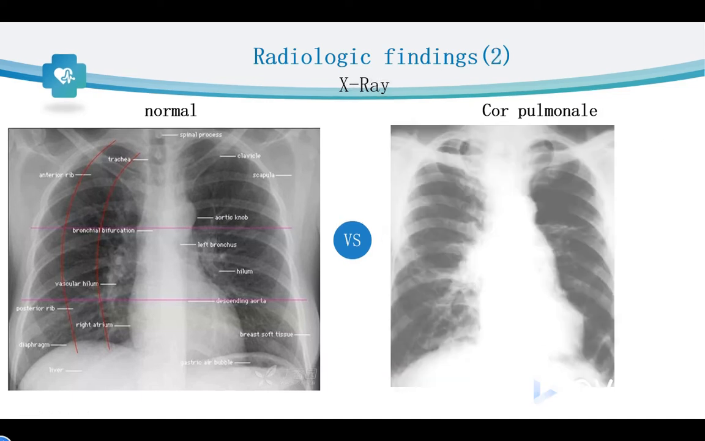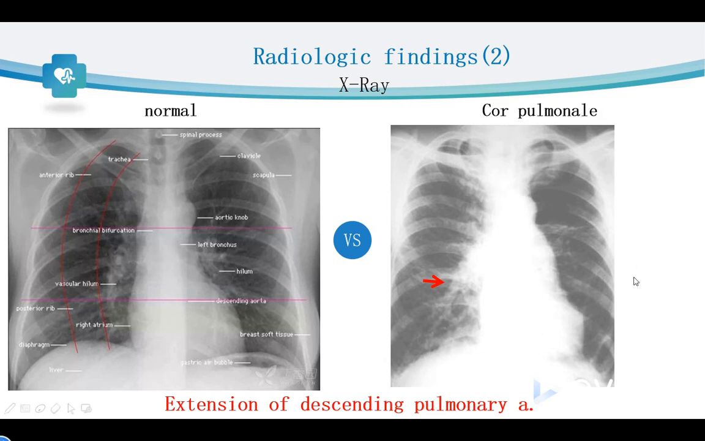Okay, let's look at another image of the X-ray for a patient with cor pulmonale. What can we find from this X-ray? Yes, we can find here the extension of the descending pulmonary artery, which is caused by the pulmonary hypertension.